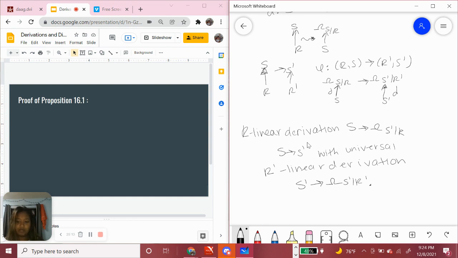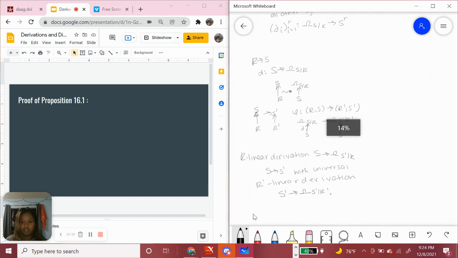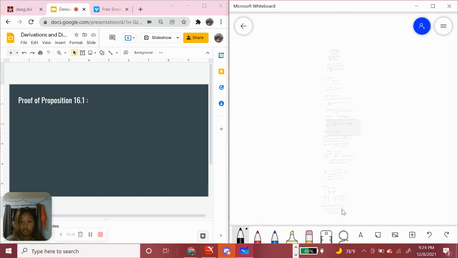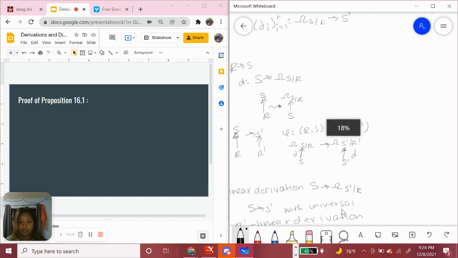You can also see that the S linear map, let's move it a little bit here. Oops. Oh my goodness. Sorry, I'm so not tech savvy.